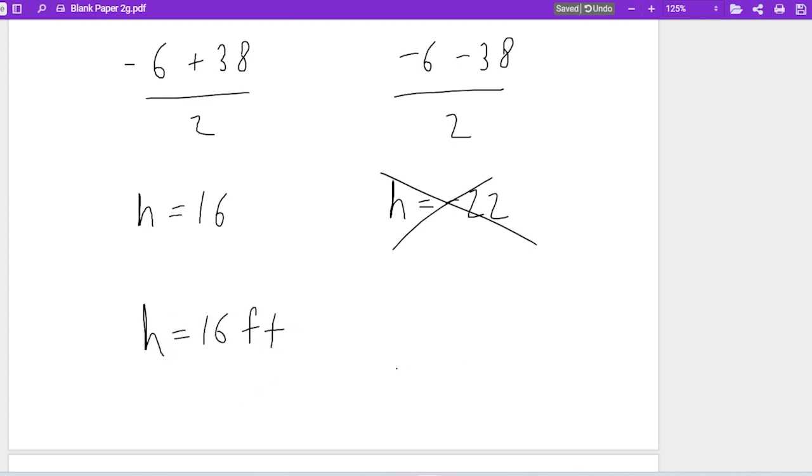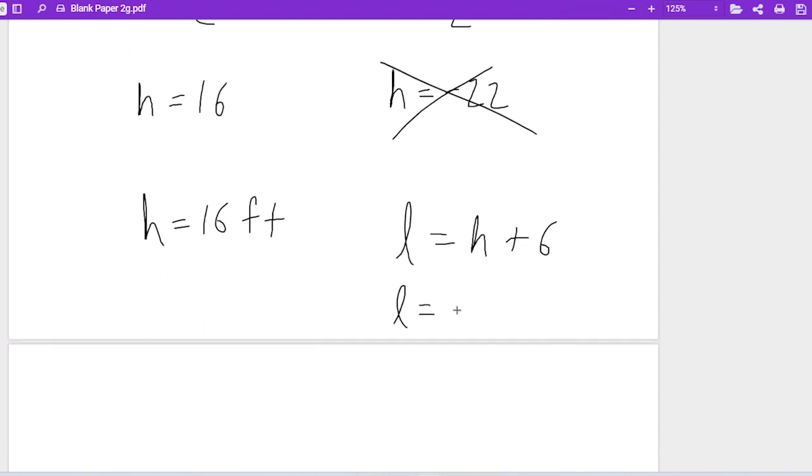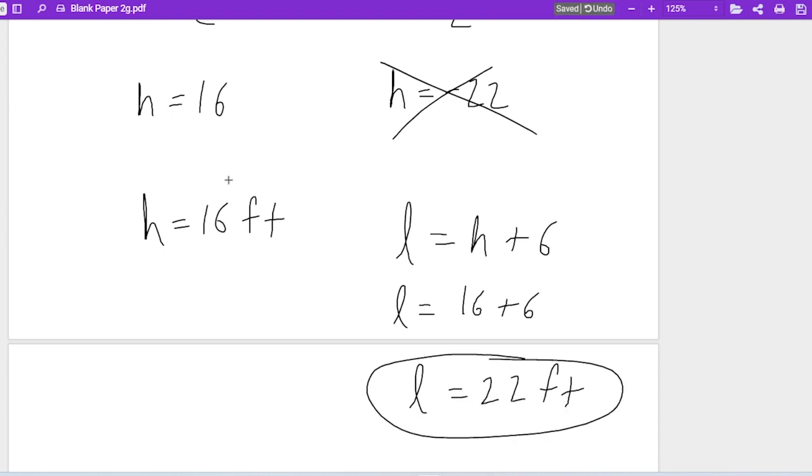And if I want to find the length, remember the length was just the height plus 6. So the length is going to be 16 plus 6. The length is 22 feet. So there's my length and there's my height.